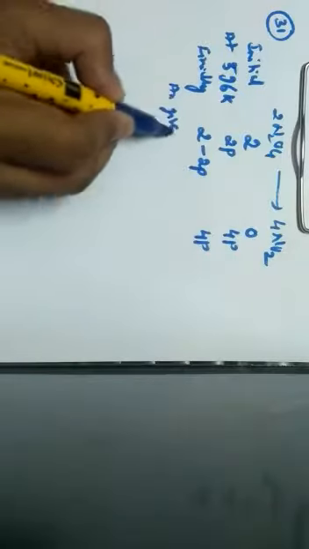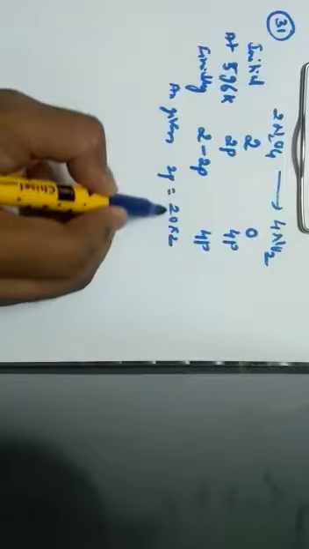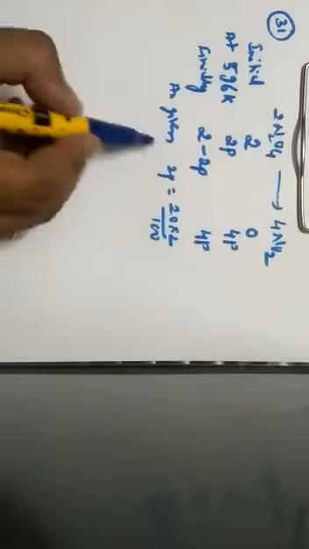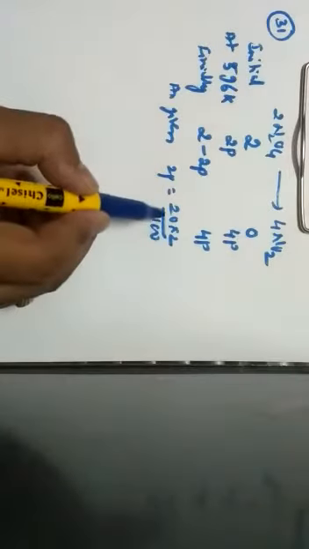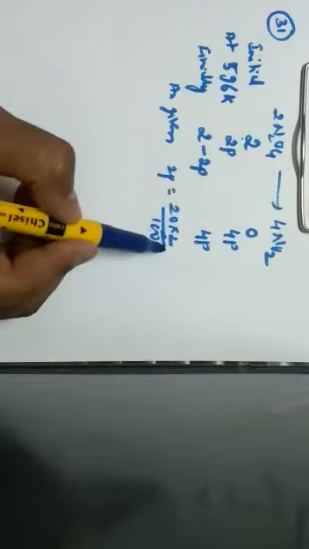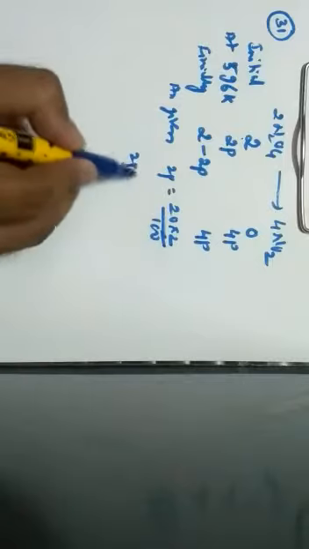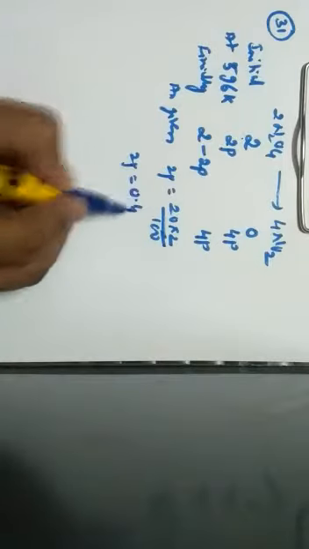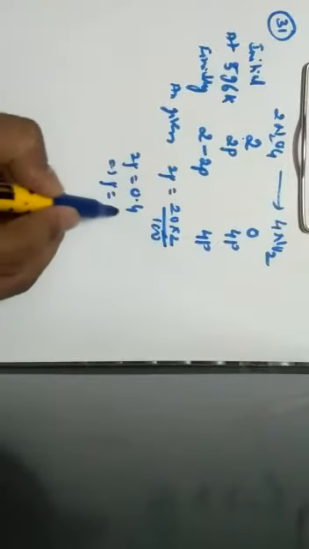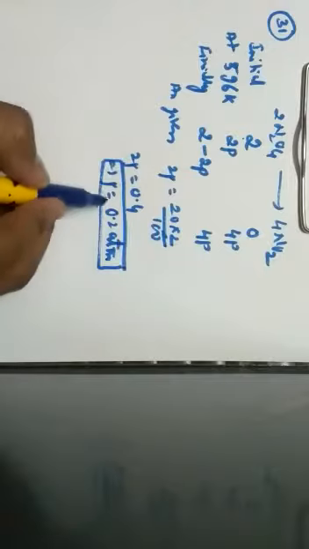So as given, 2P is equal to what? 20 into 2 divided by 100. Now a question comes, why is 2P equal to 20 into 2 divided by 100? 20% means 20 divided by 100. So how many initial moles? It is 2, that is equal to 20 into 2 divided by 100. Therefore, 2P is equal to 0.4. So it implies the value of P is 0.2 atmosphere.